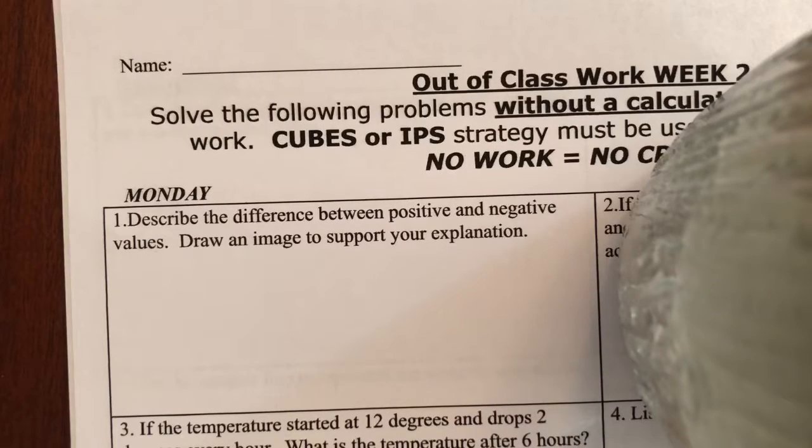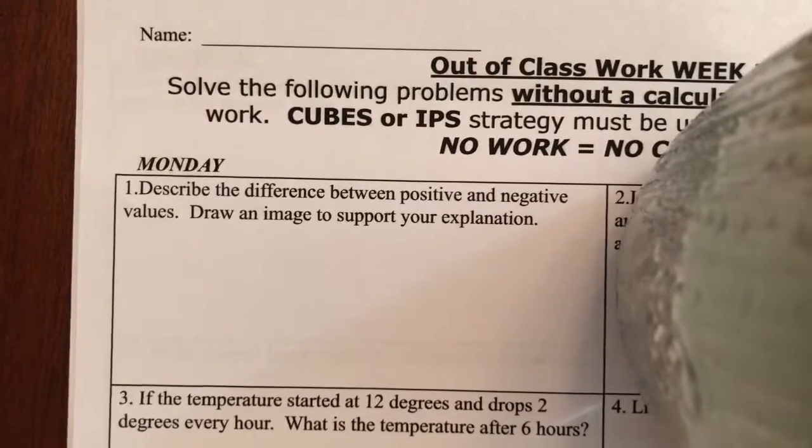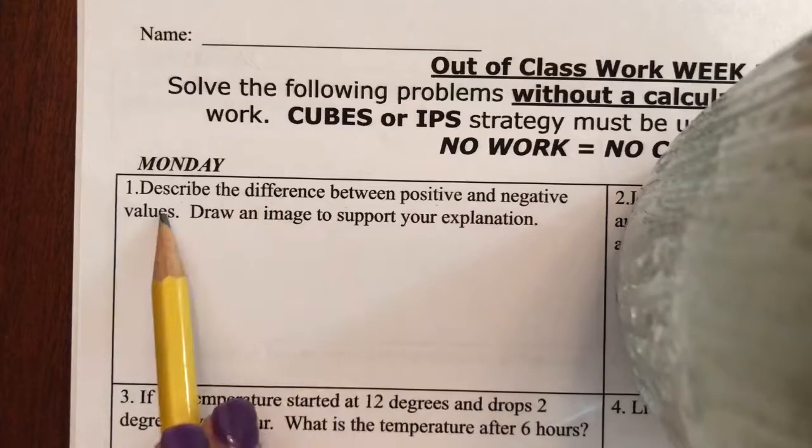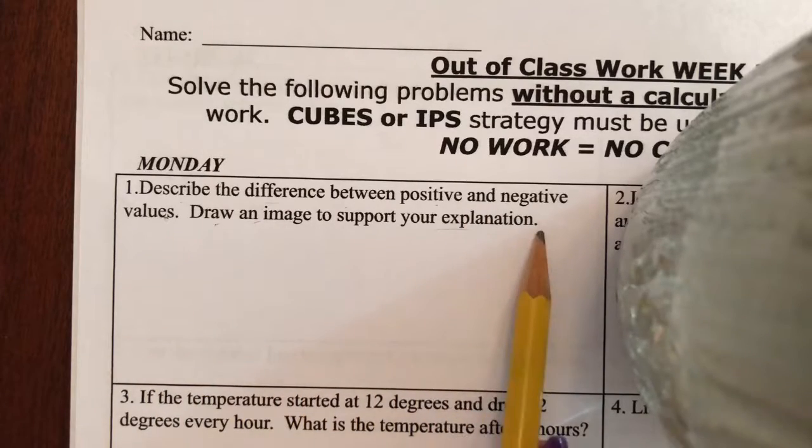Here we go. This is out of classwork week 2. This will start on Monday, and this will be perfectly aligned to what we've been doing in class. Describe the difference between positive and negative values. Draw an image to support your explanation.